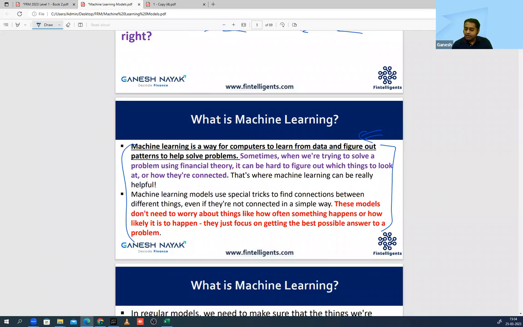You can read the first paragraph. It can be hard to figure out which thing to look for and how they are connected. Machine learning will help you. Okay. So machine learning will, they need not worry about anything. Data mein kya connection hai, kya hai. Just put the data. Machine will learn. Okay. They will find the connection. That algorithm will find the connection. Okay. These models do not need to worry about how many times it is going to happen, how likely. They are only focusing on the best possible. That means the accuracy. Okay.